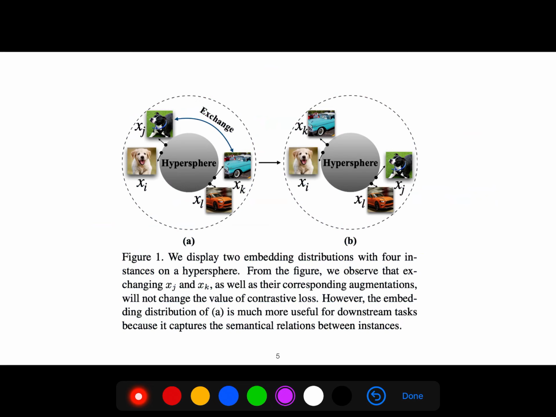Here we display two embedding distributions with 4 instances on a hypersphere. And we observe that exchanging xj and xk, as well as their corresponding augmentations, will not change the value of the contrastive loss. However, the embedding distribution of A is much more useful for downstream tasks because it captures the semantic relations between instances.